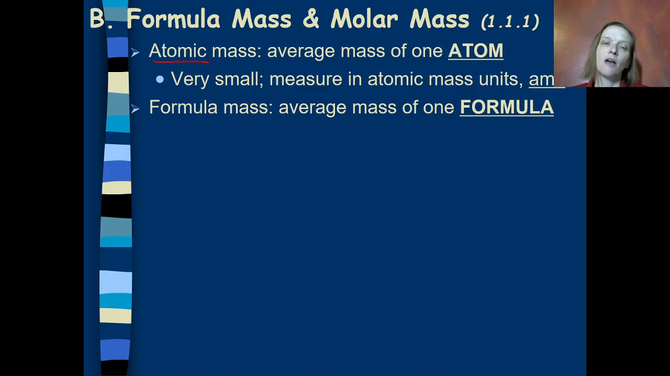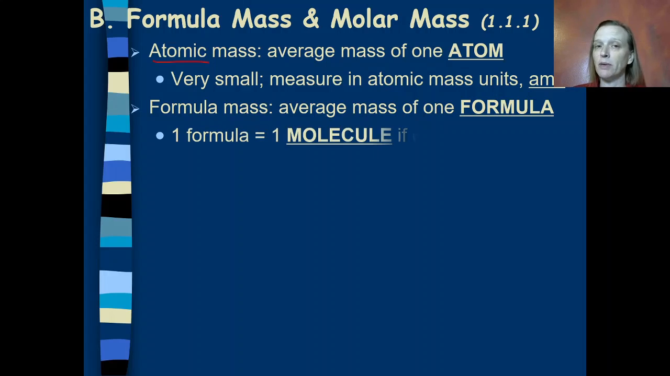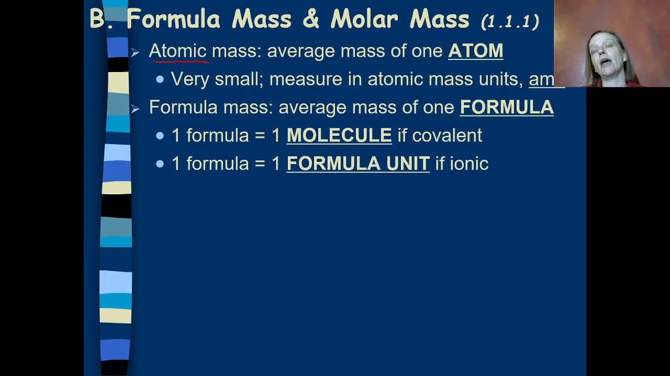Formula mass. A formula mass is the average mass of one formula. What do I mean by one formula? Well, if it's a covalent compound, I mean one molecule. What is the mass of one molecule? If we're talking about an ionic compound, then I'm talking about a formula unit, the lowest ratio of atoms in an ionic compound. Again, a molecule or a formula unit is very, very small, so we're still measuring formula mass in atomic mass units.